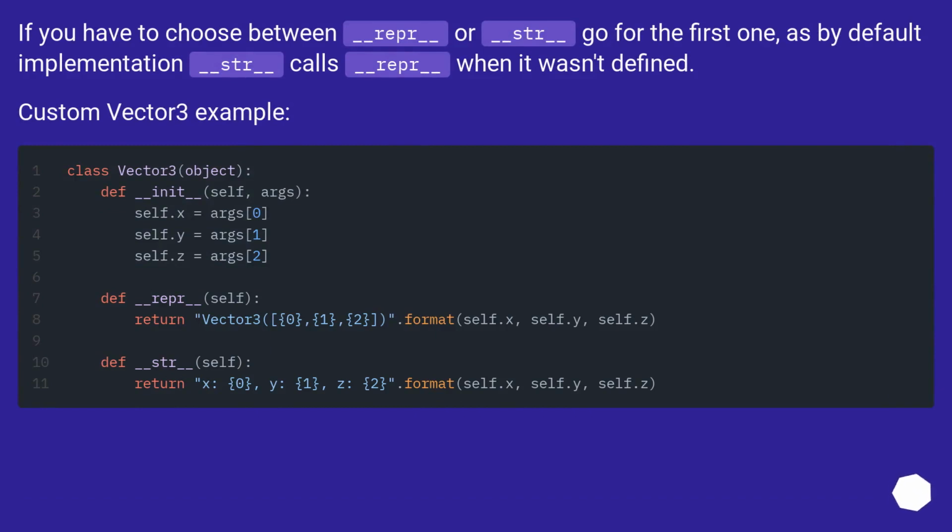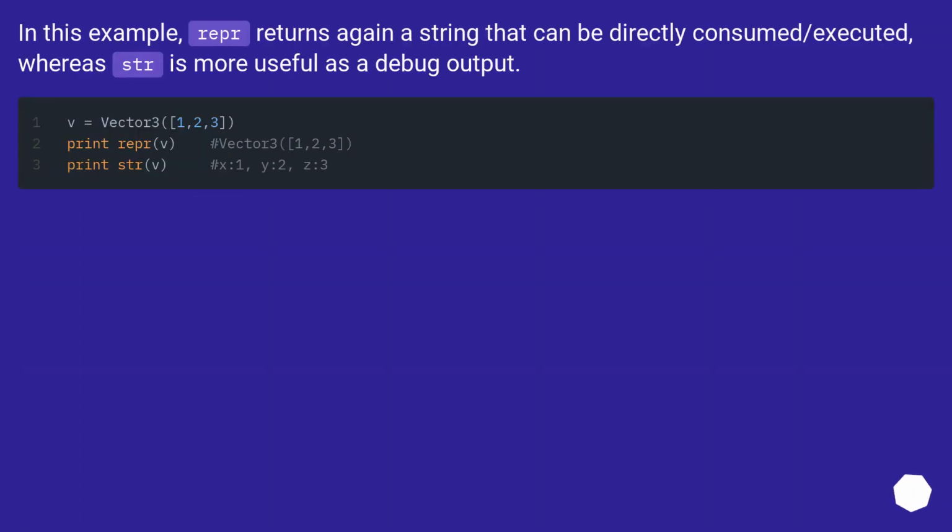If you have to choose between __repr__ or __str__, go for the first one, as by default implementation, __str__ calls __repr__ when it wasn't defined. Custom Vector3 example. In this example, repr returns again a string that can be directly consumed/executed, whereas str is more useful as a debug output.